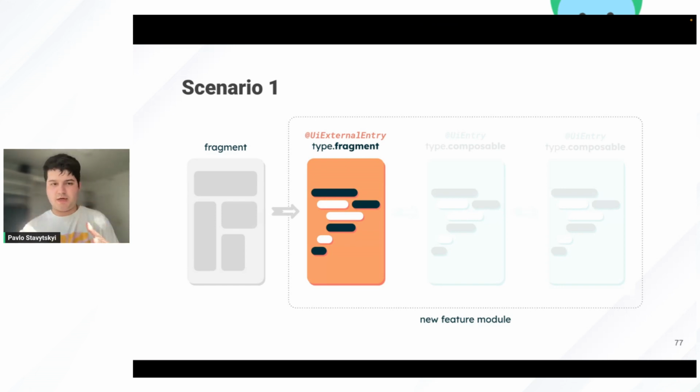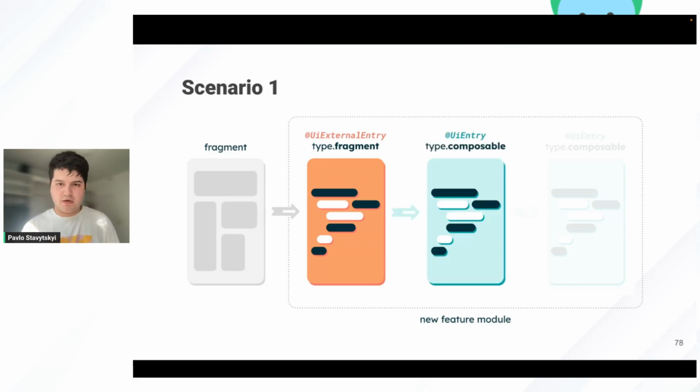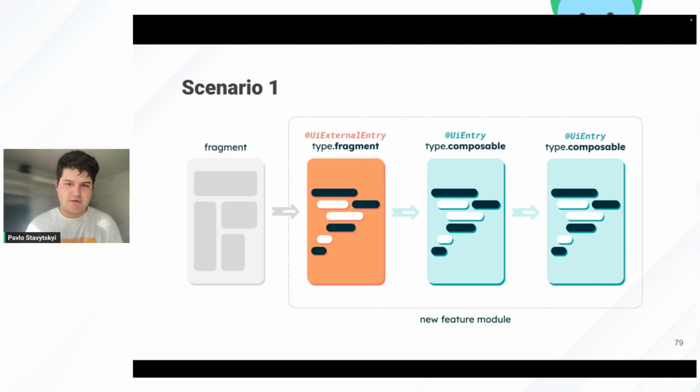Now that we are inside of the feature, all the rest of the screens can use just UI entry, because they don't need multi-module navigation. You can have a reference to them directly because it's the same module, and you can use implementation type composable for better performance, to not allocate a bunch of classes related to fragments and stuff like that. And all the rest of the screens in this feature could be the same. Just use composable implementation type and UI entry for the annotation.